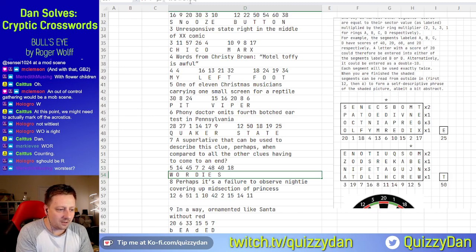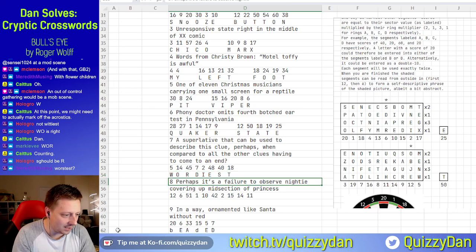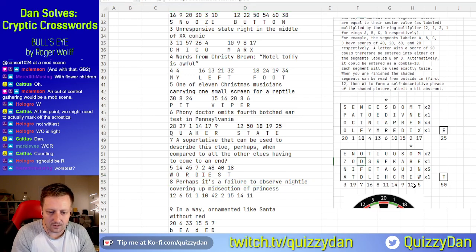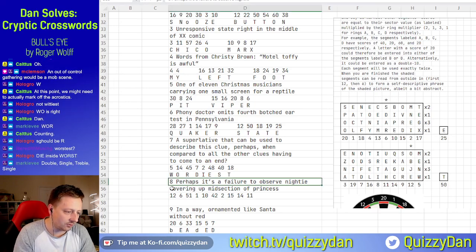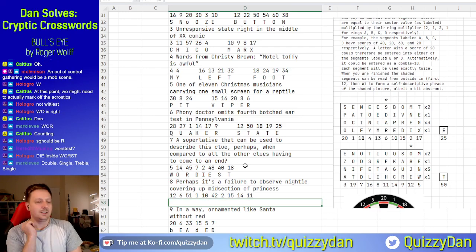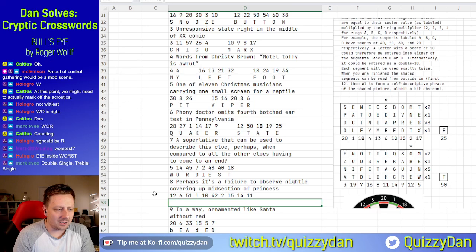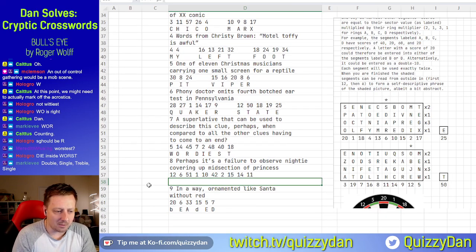So it's wordiest. And have I got something wrong somewhere in the grid? 45, triple 15. Triple 15. Where's your 15? Yeah, I just looked at the wrong screen. Wrong cell. And perhaps it's a failure to observe 90 covering up midsection of princess.